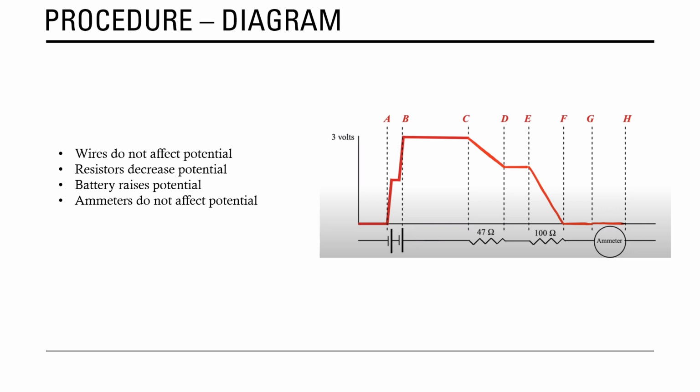Taking the results that we saw in the previous slide, we could make a graph to see a whole perspective on how the potential changes as we go through the circuit. The wires do not affect the potential, the resistors decrease the potential, the batteries raise the potential, and the ammeters also do not affect the potential, and we can see that it starts at a 0 and it ends as well at a 0.